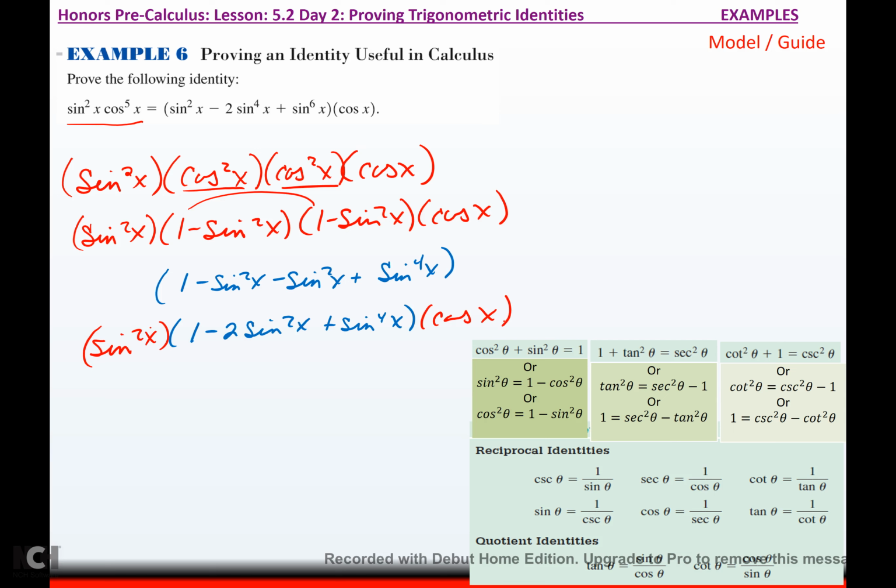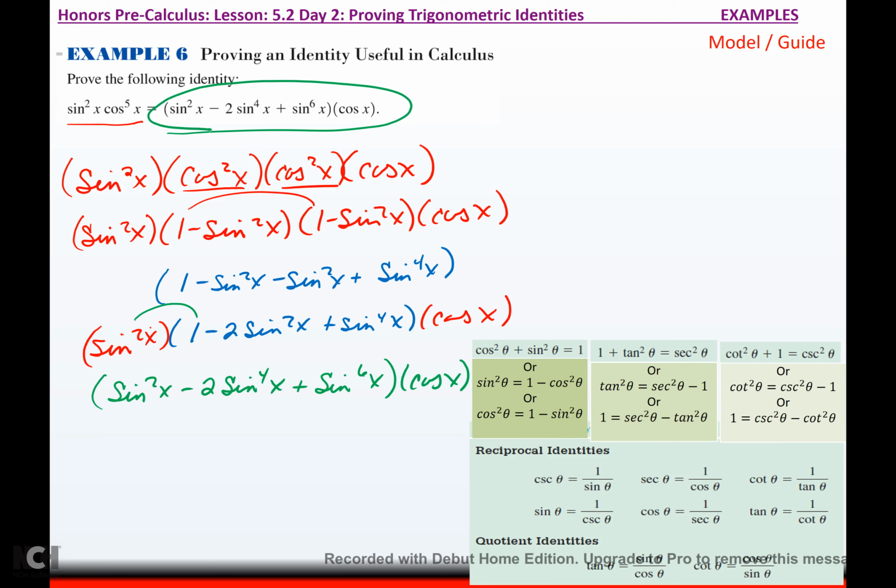So then if I distribute this sine squared, I get sine squared x minus 2 sine to the fourth x plus sine to the sixth x times cosine x. And if you look, there's my other side. I win.